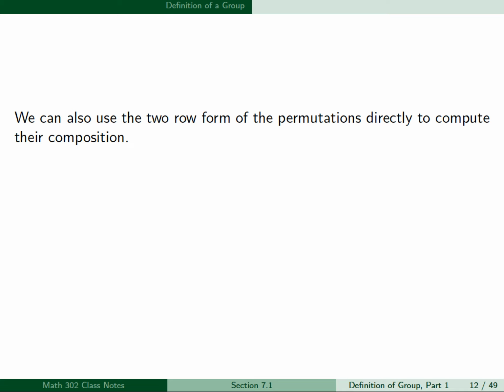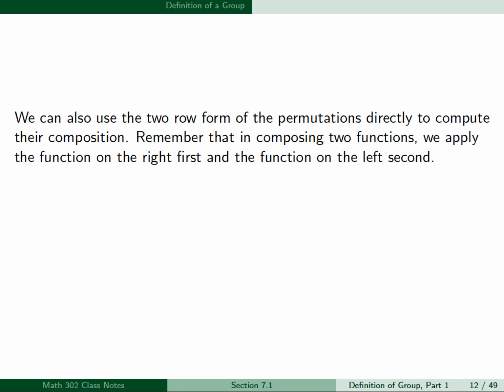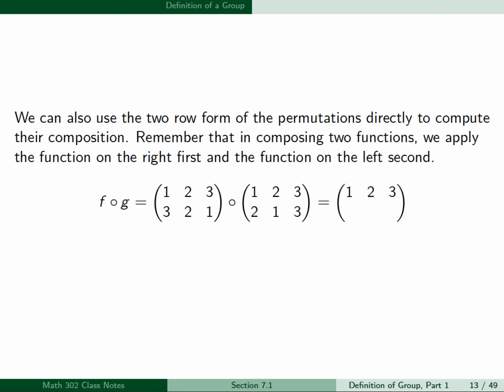We can also use the two-row form of the permutations directly to compute their composition, and this is usually the most convenient way to compute compositions. Now remember that in composing two functions, we apply the function on the right first and the function on the left second. So F composed with G is the composition shown, and we can start by writing out the first row of our two-row form for the composition, so just indicate 1, 2, and 3.